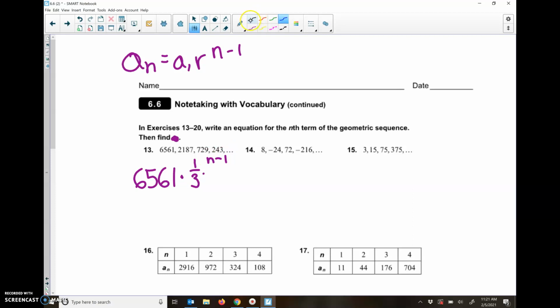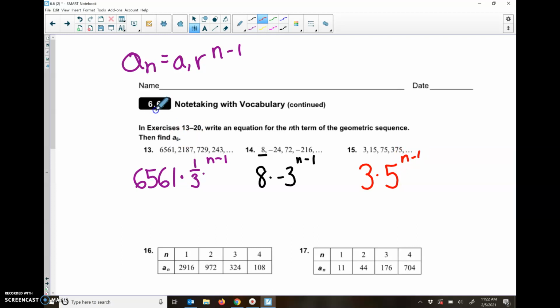Okay, let's do that for the next one. So my first number is 8. Now it looks like we're multiplying by a negative 3. Then same thing, n minus 1. First number here is 3. Looks like we're multiplying by 5. And then same thing, n minus 1.